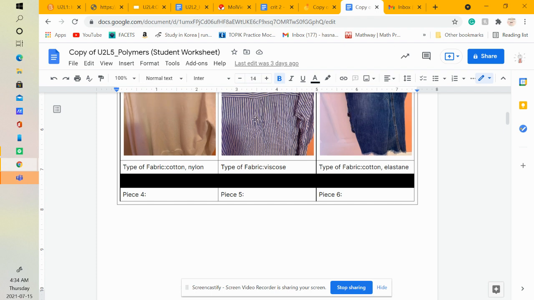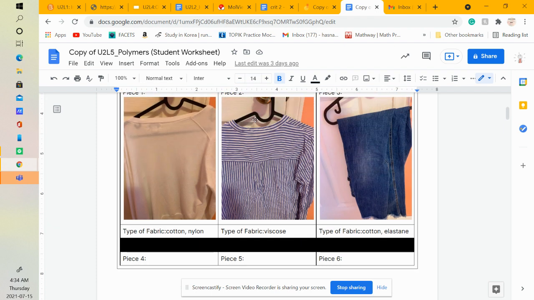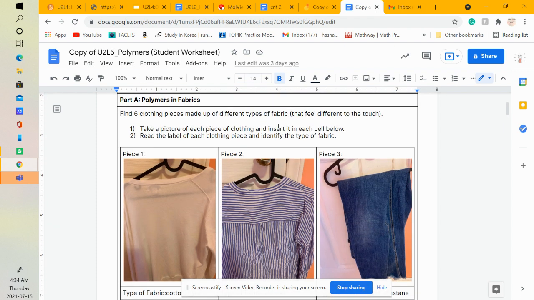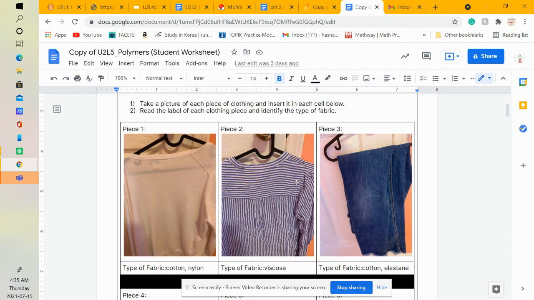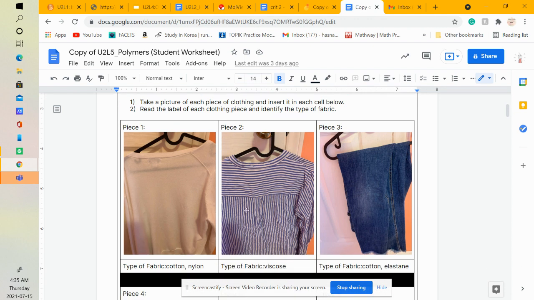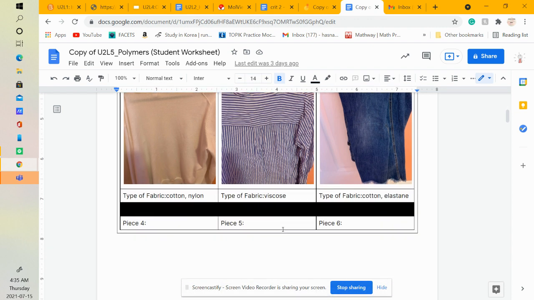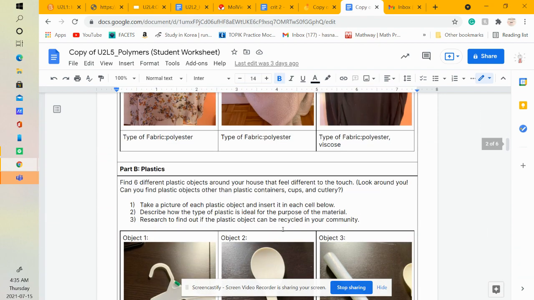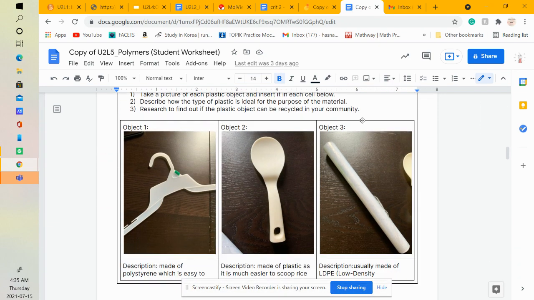In this exercise, I evaluated and analyzed different pieces of clothing, which I gathered from my closet, and what they were made of. They were all made of polymers, either in fabrics, like nylon, like polyester. And here we have plastic products.